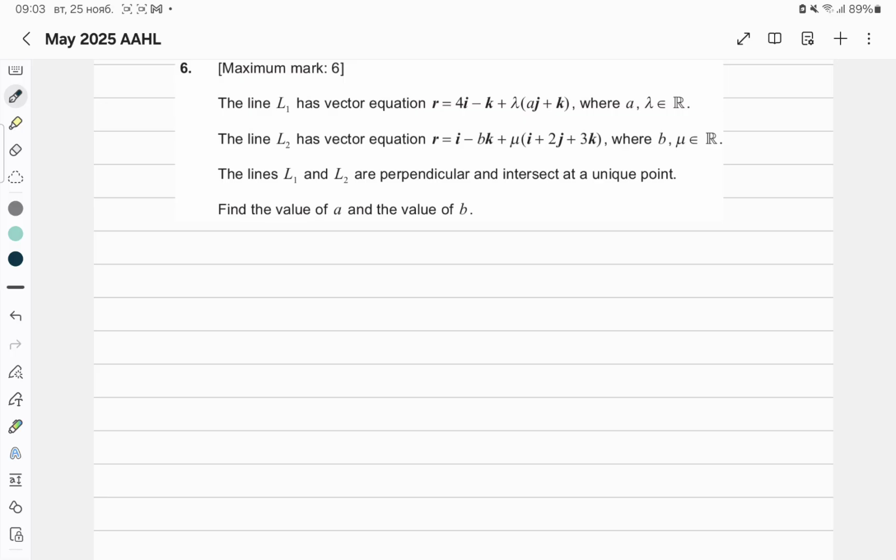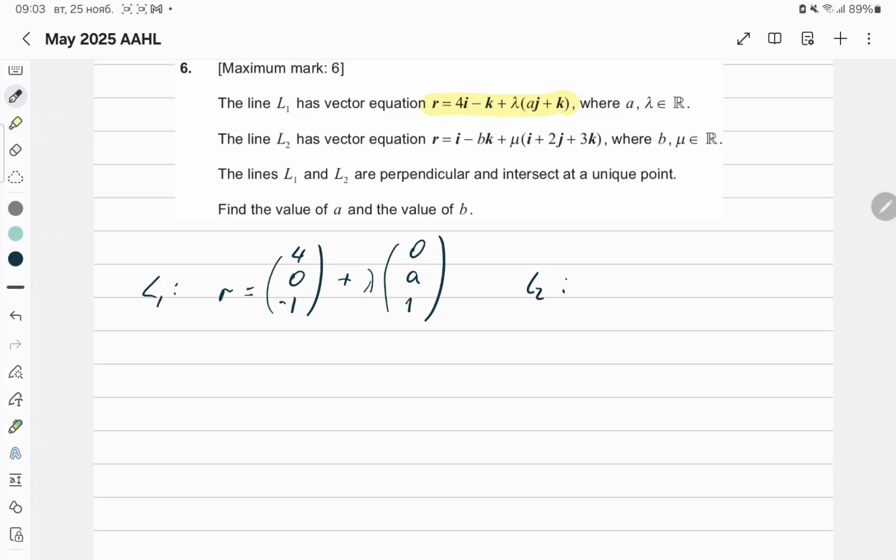Okay, so now let's read the question carefully. This is 6 marks total. The line L1 has a vector equation, so we can convert this line into a more convenient form. We can say that r equals (4, 0, -1) plus lambda times (0, a, 1). So that's how our L1 looks.